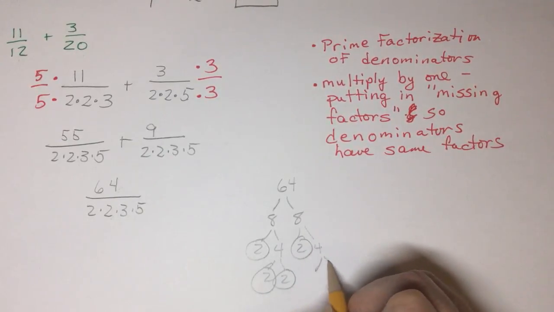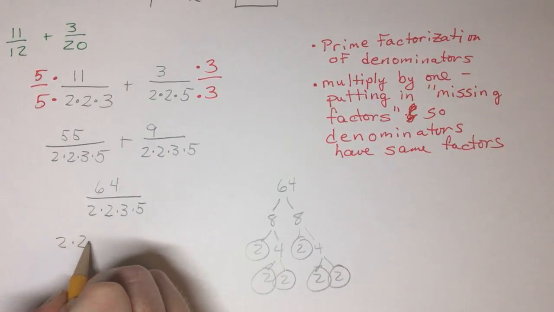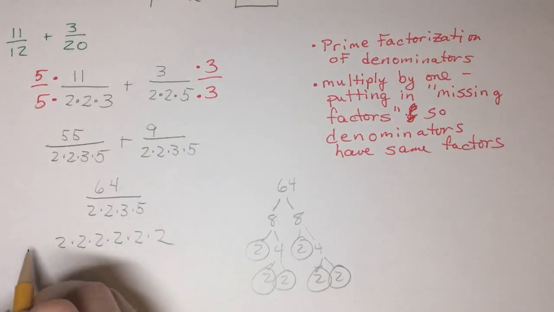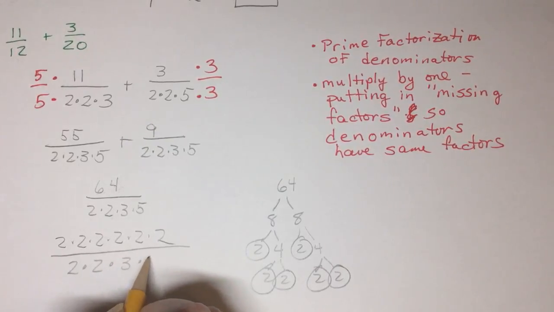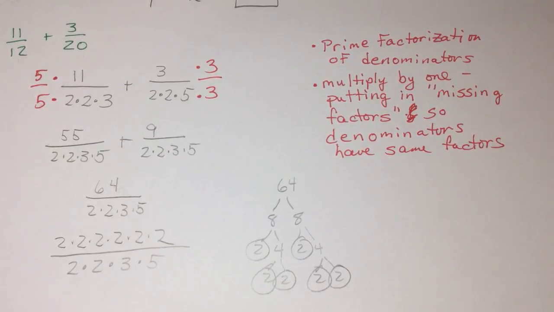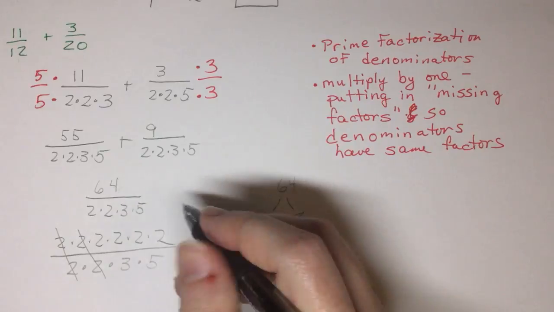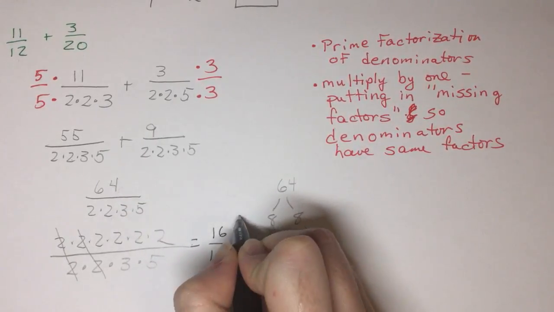So 64 is 2 to the 6th power. In the denominator, 2, 2, 3, 5. I can see then that there was a common factor of 4. I can divide out both of those 2's, and I am left with an answer then of 2 to the 4th, which is 16, over 3 times 5, 15.